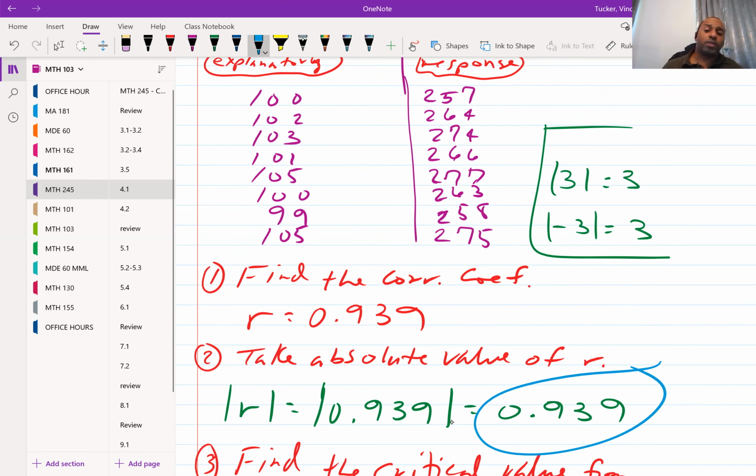Because don't forget, your correlation coefficient can be negative. So we always want the positive result before we do our comparison. Okay, any problems with step 2?